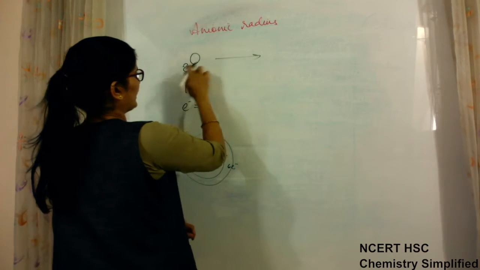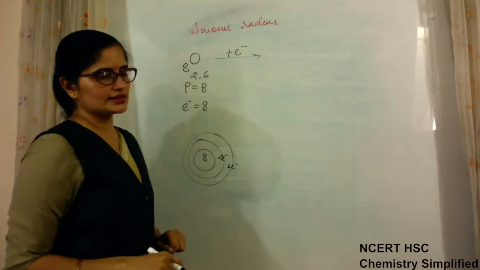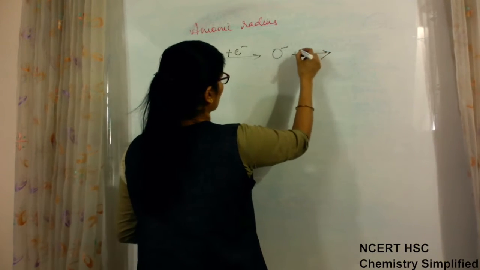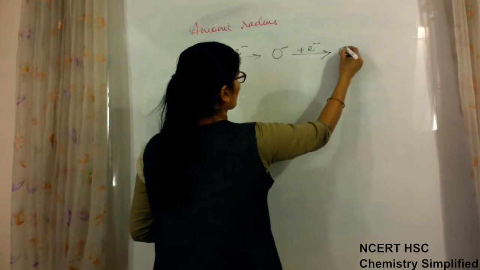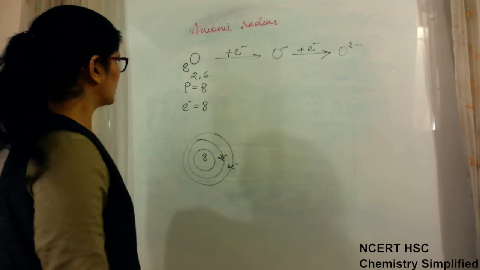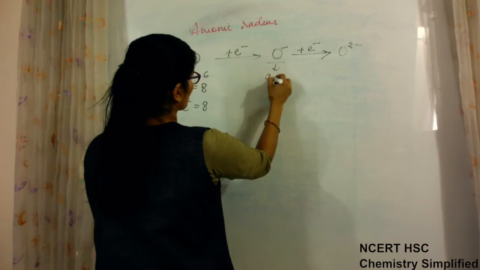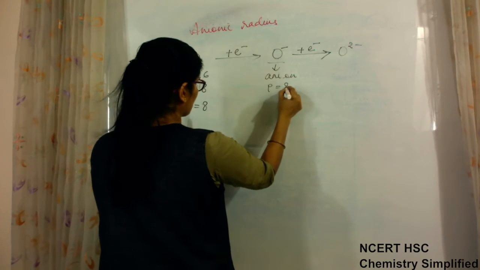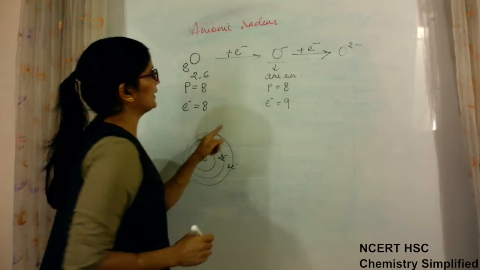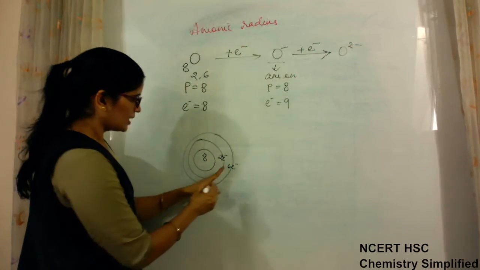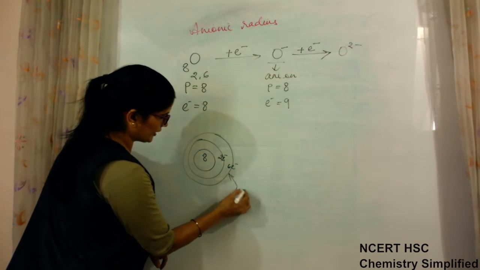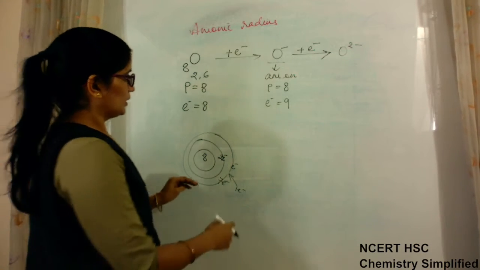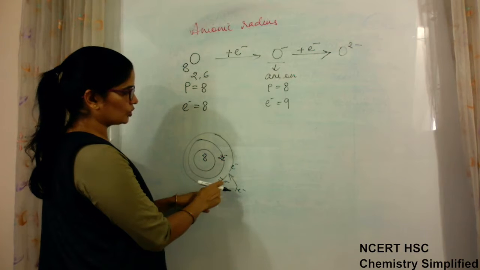So O takes 1 electron in the first step and becomes O1 negative. And in the next step, it takes 1 more electron and becomes O2 negative. Clear? Now when it forms O1 negative, it is known as an anion. When it is an anion, proton number is still 8, but electron number has now become 9 because it has taken 1 extra electron. Now 6 were there, after addition of 1 electron, they have become 7 electrons, not 6. In this, 7 plus 2, total 9.